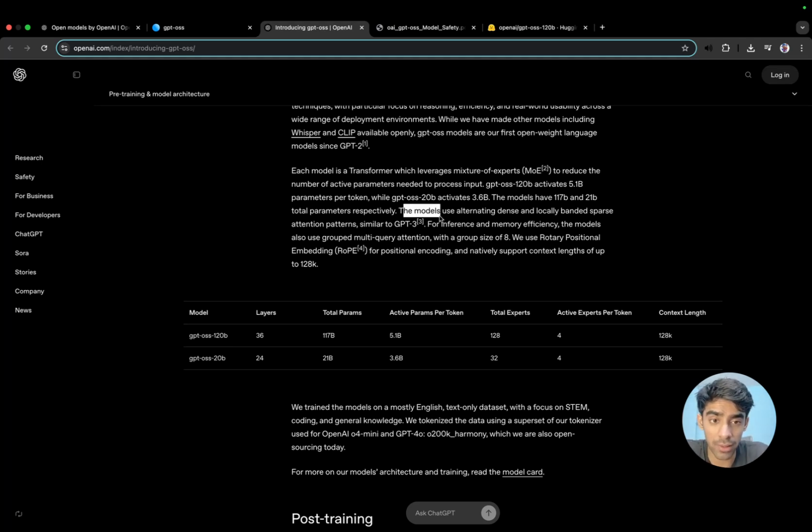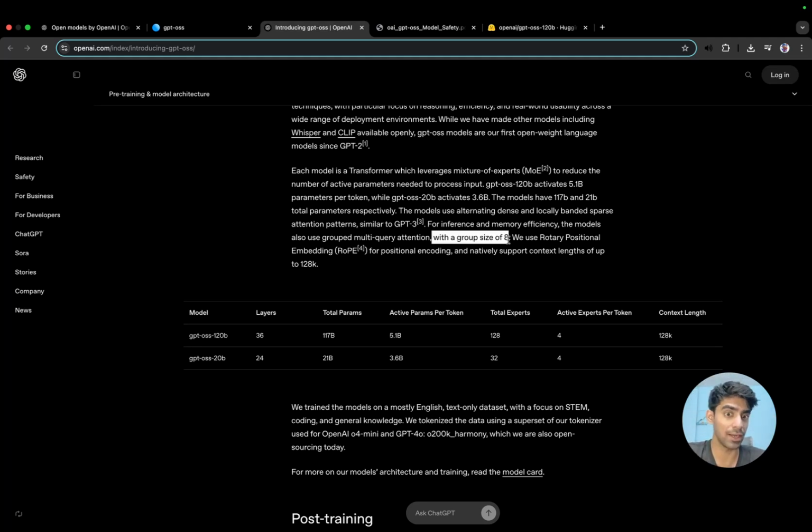The models use alternating dense and locally banded sparse attention similar to GPT-3. They are giving us that nostalgic feeling, right, that we had for GPT-3. We were studying all those things. For inference and memory efficiency, the models use grouped multi-query attention. I was expecting them to come up with a new technique, but I guess this is the thing which works best for them, so it's fine. With a group size of 8. Now I want to know what they use for training.